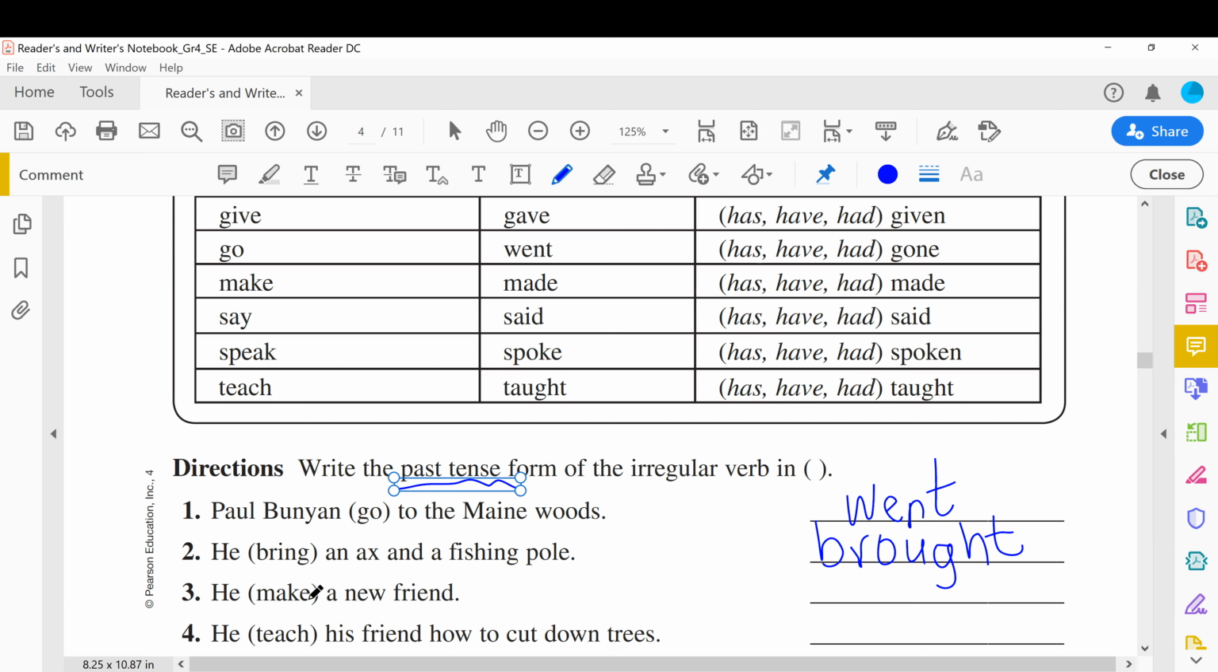Number 3, he make a new friend. It is the past, of course, because we don't have has or had to use in this form. So we're going to just stick to the simple past. He make, the past is make, made. Number 4, he teach, the past is teach, taught.